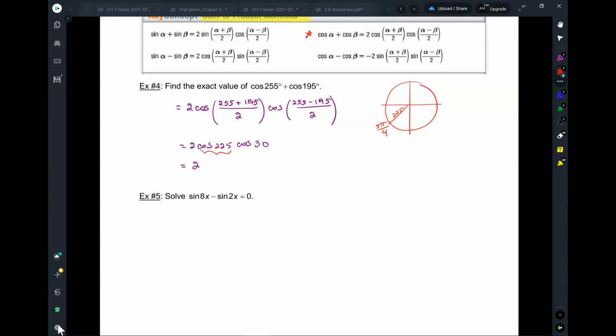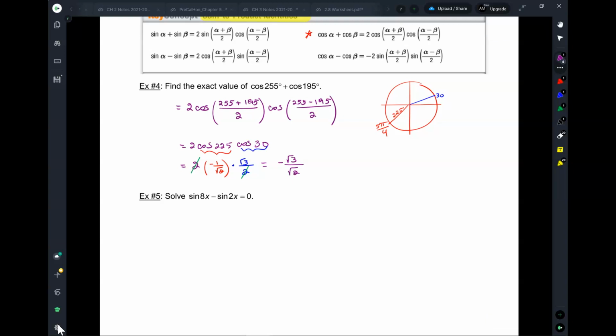Look at you guys. You know the radians better than the degrees now, huh? You didn't even recognize who that was. So, what's the cosine of 5 pi over 4? Negative 1 over root 2. Times, what's cosine of 30? Root 3 over 2. Now, I can cancel this 2 with this 2. Negative root 3 over root 2.